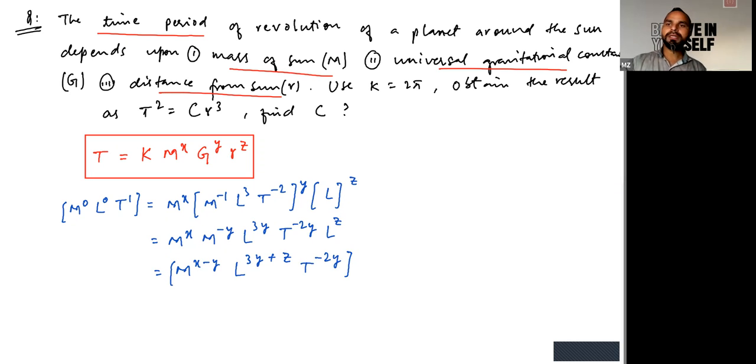Is it clear till this part, Vaishnav? Abdul Wahid? Shab, is it clear?